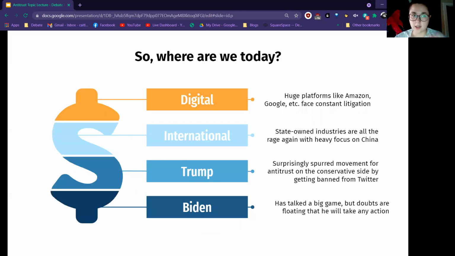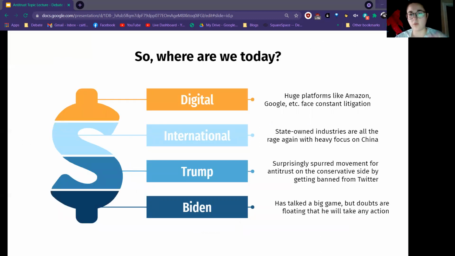And then the last thing I want to talk with you all about today is, where are we at today? What does all of this mean? How do we start interpreting or thinking about researching the topic? And so I think the two big controversial areas, outside of just the general revival of antitrust law and economic competition, are, one, in the digital arena.